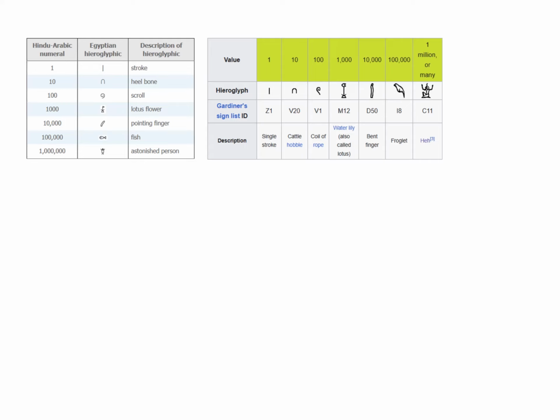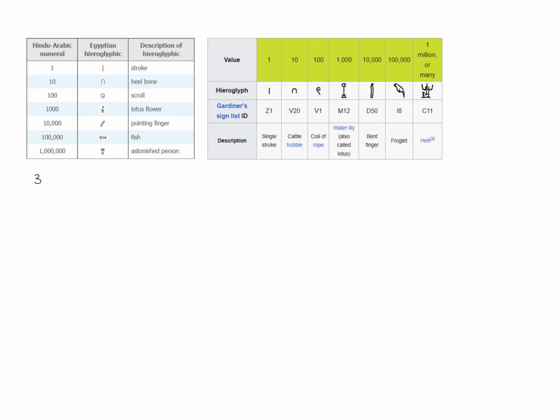All right, now that we've seen the different hieroglyphs that are used to represent numerals in ancient Egypt, we can start looking at some examples to see what Hindu-Arabic numerals would look like in Egyptian and what Egyptian numerals would look like with the Hindu-Arabic system. So let's try to take some Hindu-Arabic numerals and write them in Egyptian hieroglyphics.